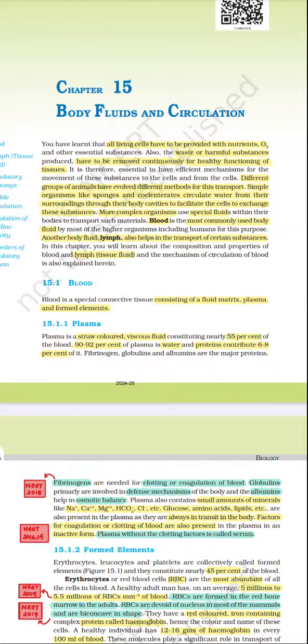All living cells have to be provided with nutrients like O2 and other essential substances. Also, the waste or harmful substances produced have to be removed continuously for healthy functioning of tissue. It is therefore essential to have an efficient mechanism for the movement of substances to the cells and from the cells. Different groups of animals have evolved different methods for this transport.